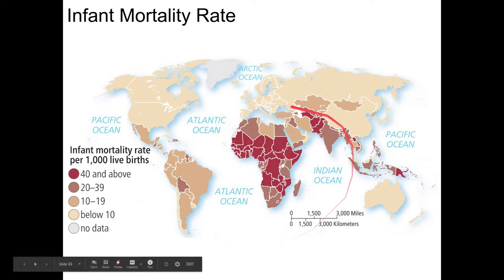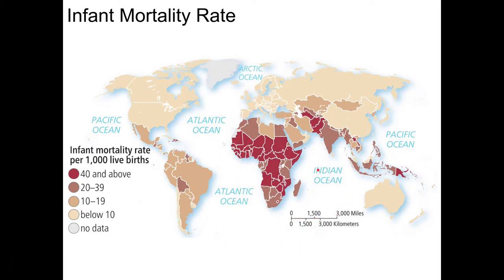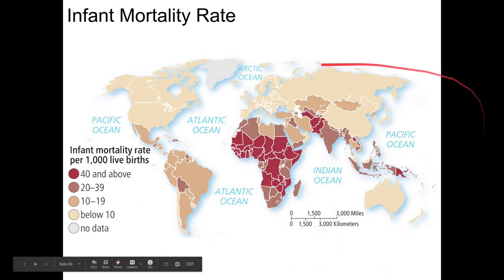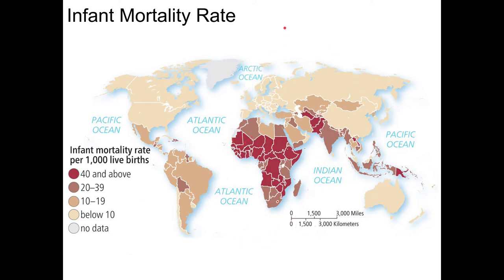But the number of babies dying, 40 and above. I believe back in the 90s, Afghanistan led the world. Afghanistan had 195. I think the U.S. was 6 to 9, someplace in there. So it's the same pattern. They're having lots of babies. Part of the reason they're having lots of babies is because lots of babies die. If we can break that cycle, the birth rate drops dramatically.